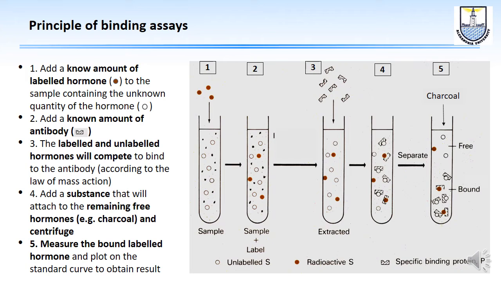So what you do after that is you add something to do the separation. You add charcoal, for example, because charcoal is going to take the free fraction and separate it. And then you take the supernatant, which contains some bound progesterone labeled and some bound which is not labeled, and then according to this fraction you can get the results.